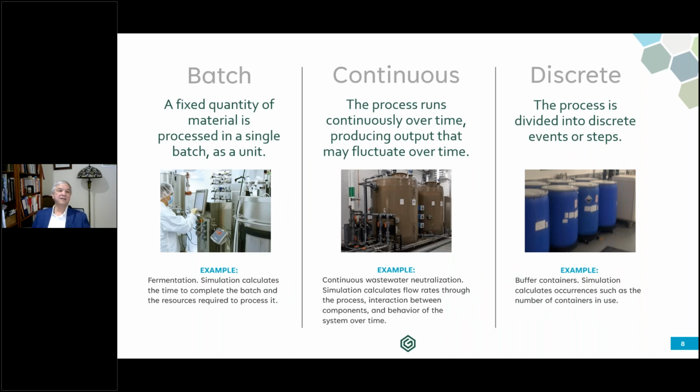And then last slide on the definitions of simulation are these three types: batch, continuous, and discrete. We've got simple examples for each. In a batch simulation, you are processing a fixed quantity of material. Oftentimes it's in a tank, so in a bioreactor, for example, or a fermenter.